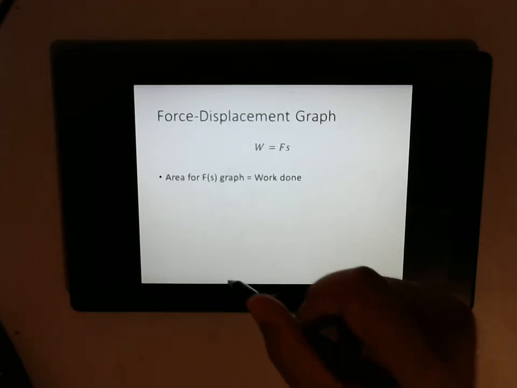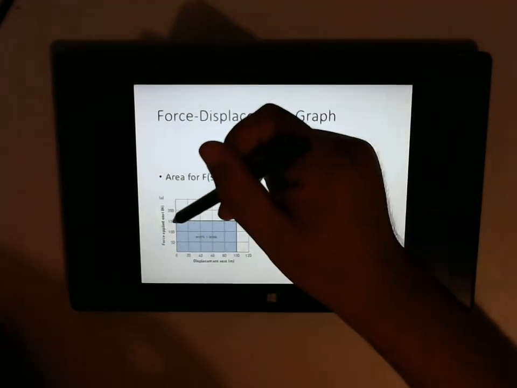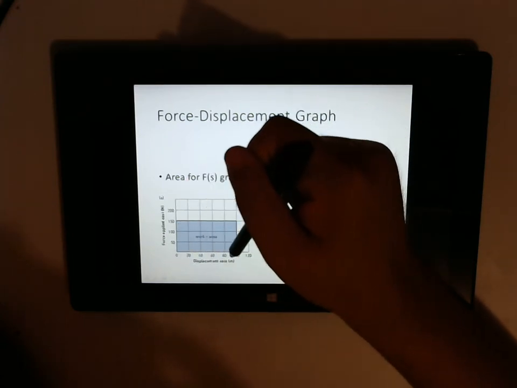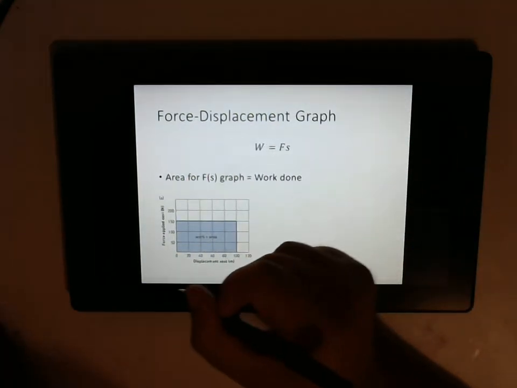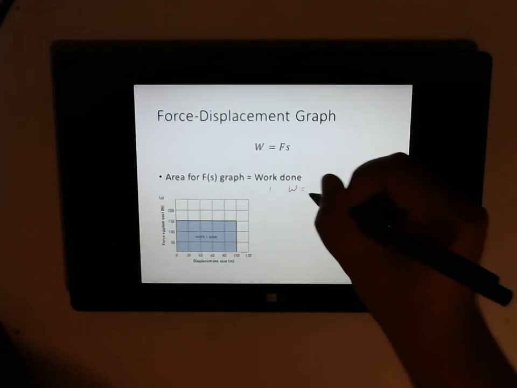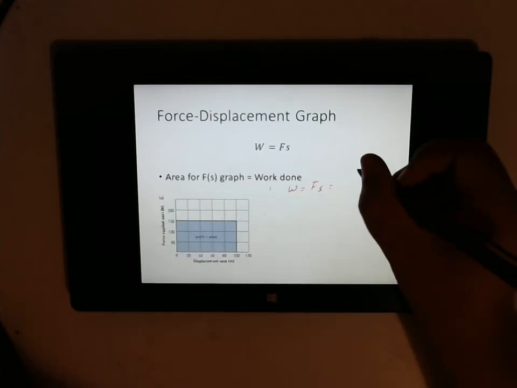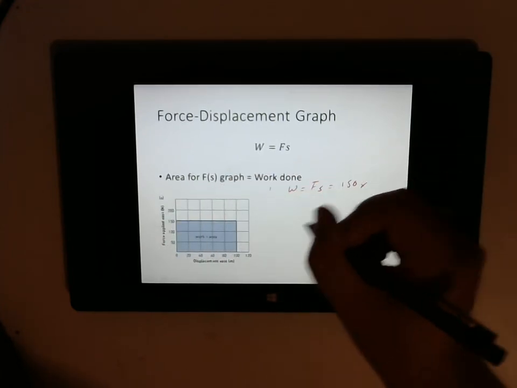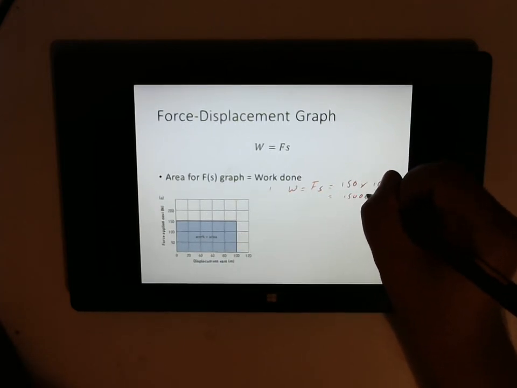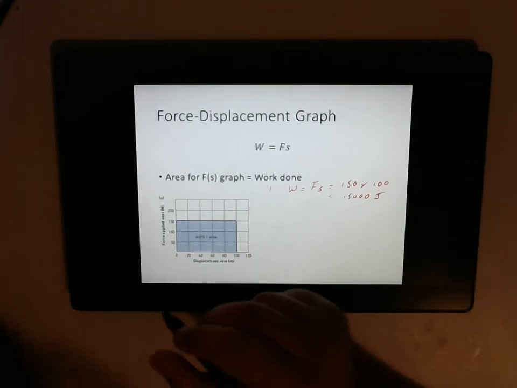Now here are some examples from the text. So here's our first one. We can see here our force is a constant 150 newtons, and it goes for a displacement of 100 meters. So for this one, our work would equal Fs, which equals, well, force is 150 for the whole time, times 100. So we would just have 1500 joules. Okay, nice and straightforward, we just need the area.